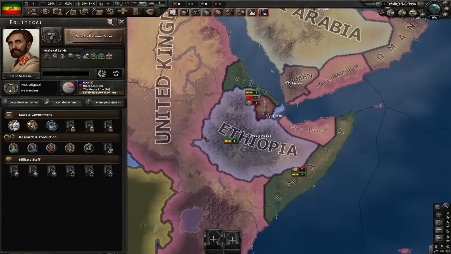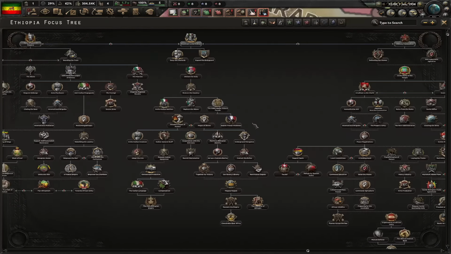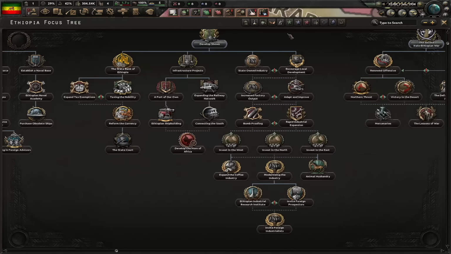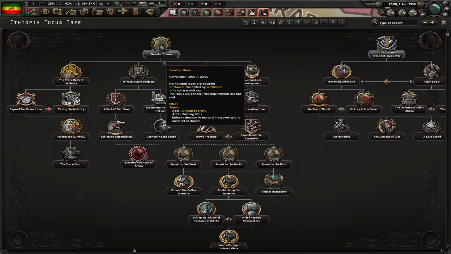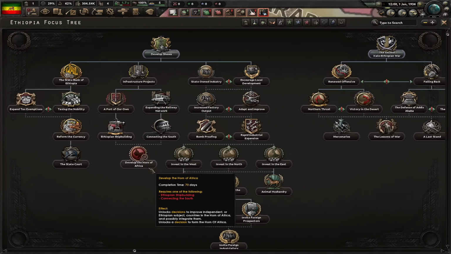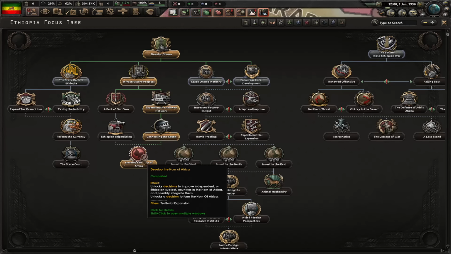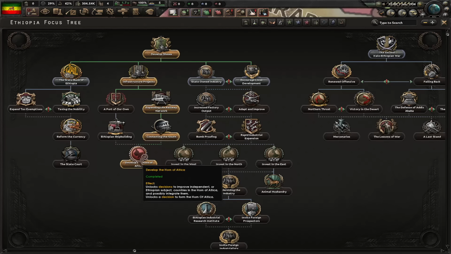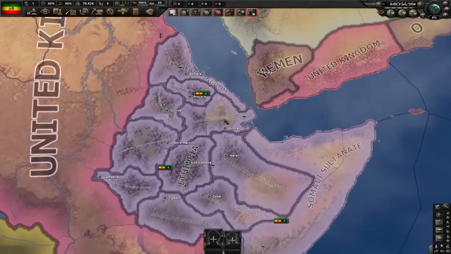First things first, to set this up, you need to play as Ethiopia, and you need to have Bible Alone DLC enabled. You're probably aware that in Bible Alone Ethiopia's focus tree, there is this part of the focus tree where you can develop your industry. More specifically, the path which leads to develop the Horn of Africa focus. Basically, this focus, as it says, unlocks decisions to improve independent or Ethiopian subject countries in the Horn of Africa, and possibly integrate them, and also unlocks the decision to form the Horn of Africa. This of course can be maximized if you go for Federal Empire focus.